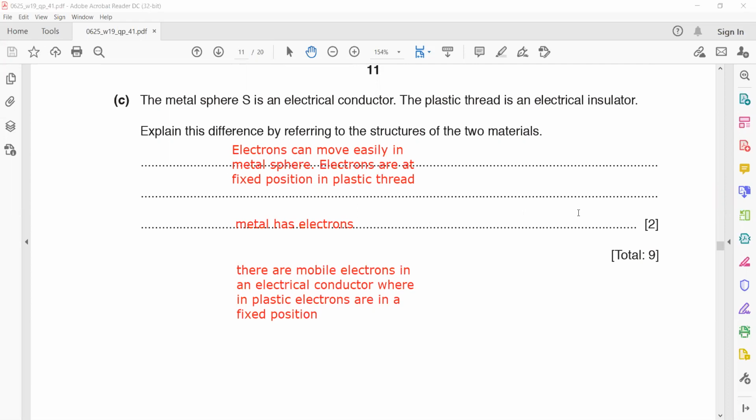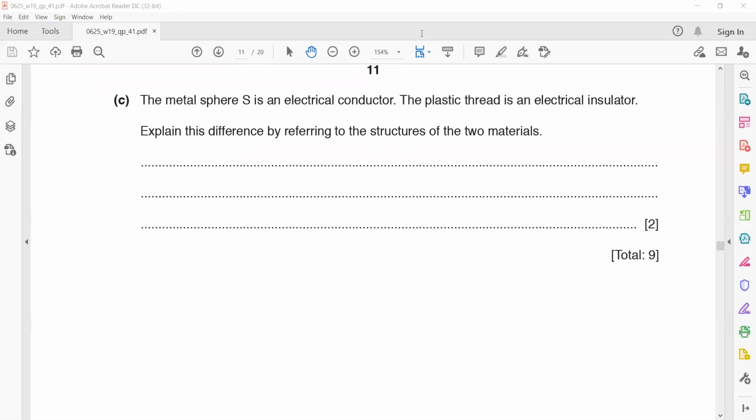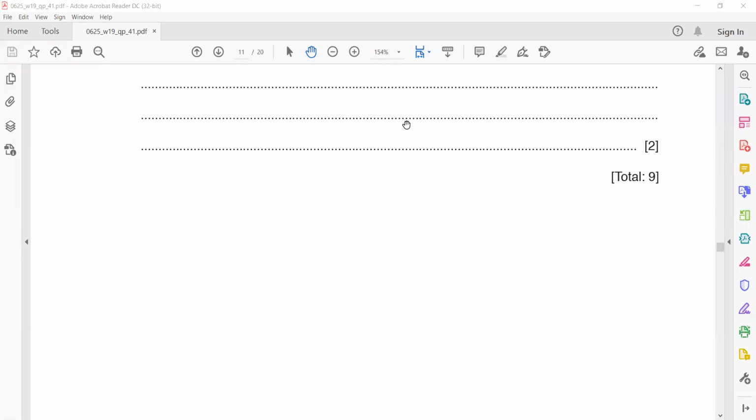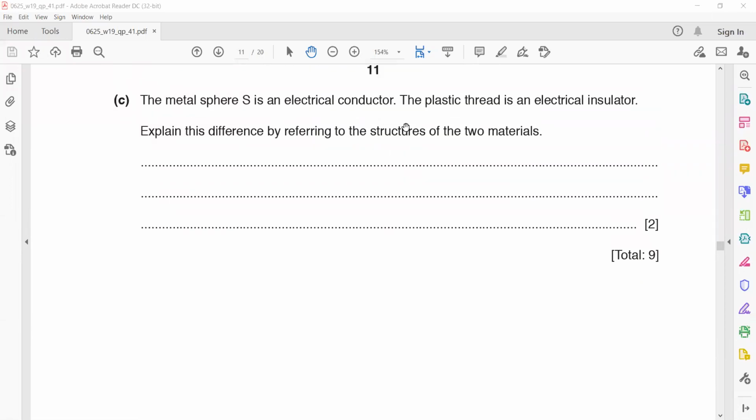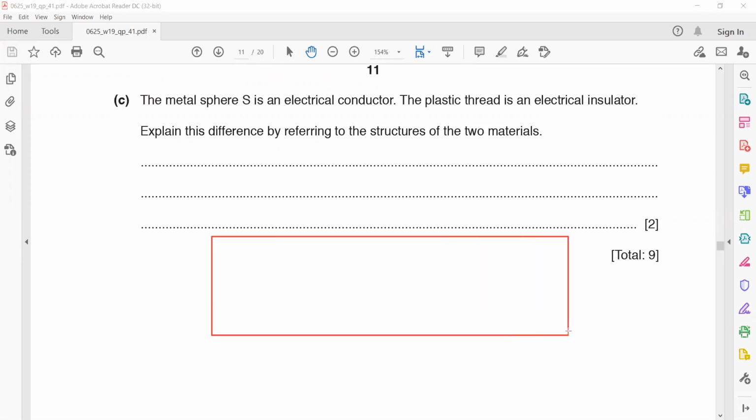Why in plastic are the electrons not able to move? Because the type of bonding in plastic is covalent bonding, in which there is a sharing of electrons. Two atoms or different atoms in a structure share electrons. So when they have shared electrons, these electrons are not free to move around in the structure.